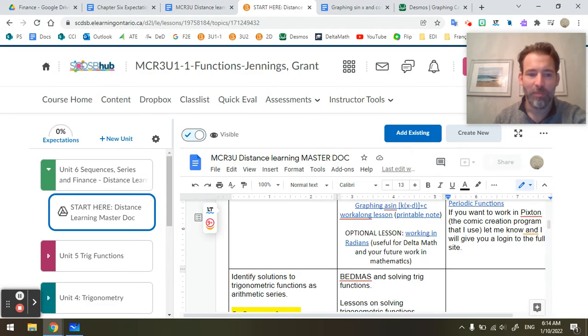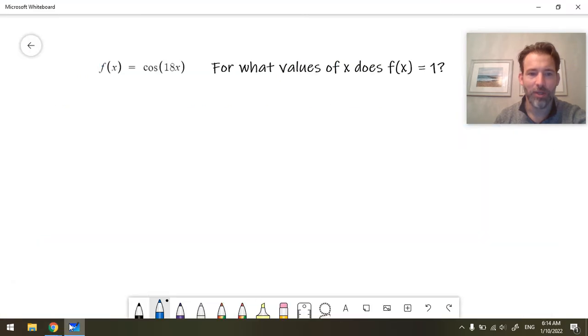So the question that we're going to be looking at right now is, for what values of x does this function f of x equal cosine of 18 times x? For what values of x does cosine of 18x equal 1? Okay. So we're basically asking to solve this equation. 1 is equal to cosine of 18x.